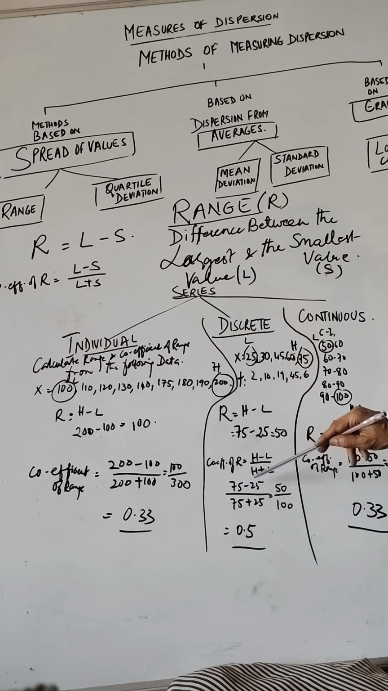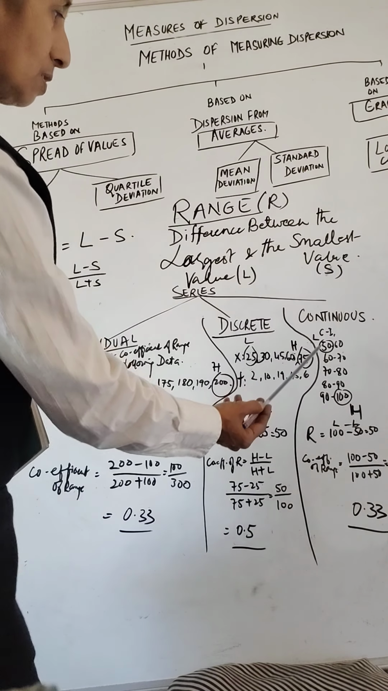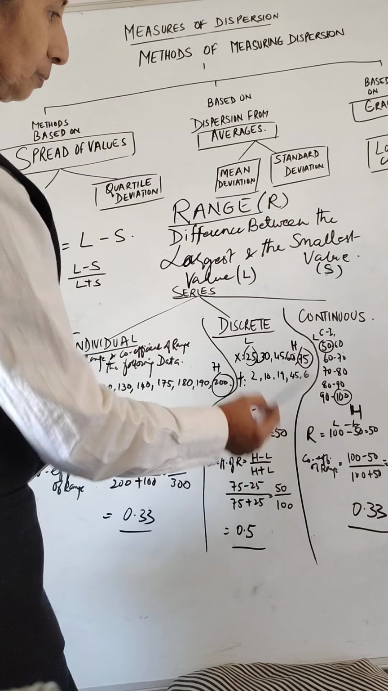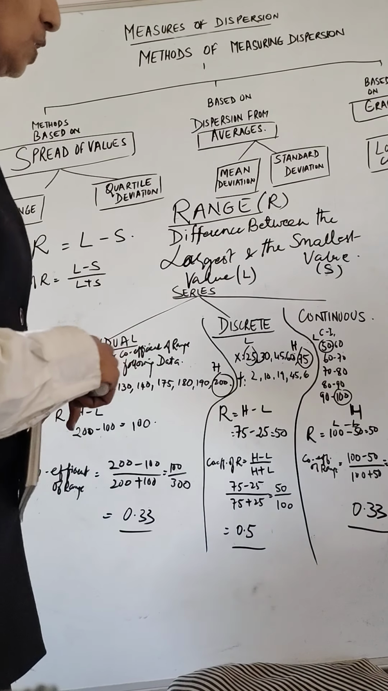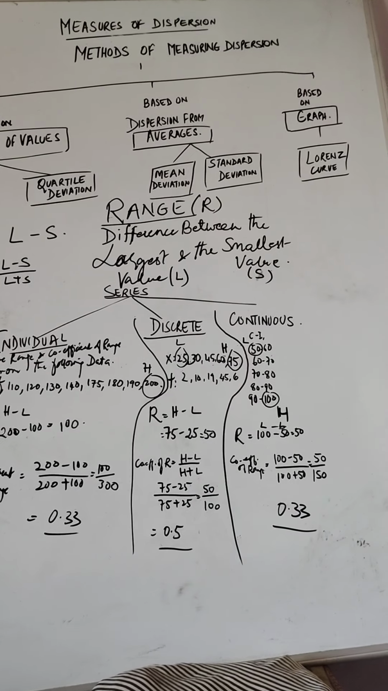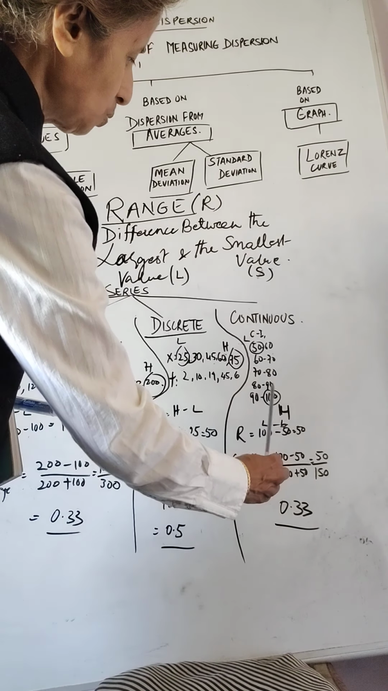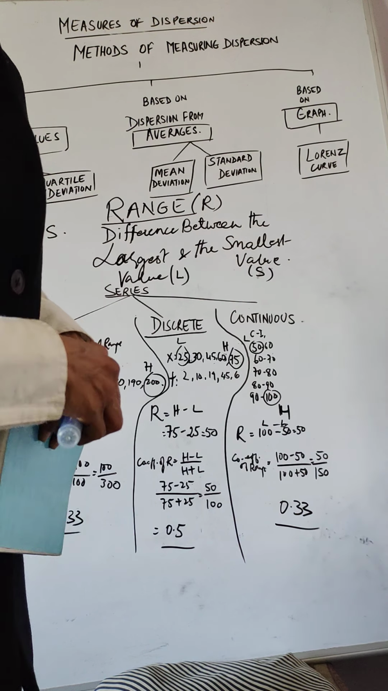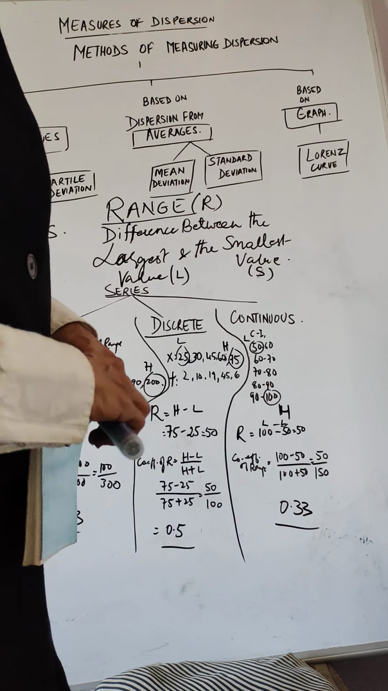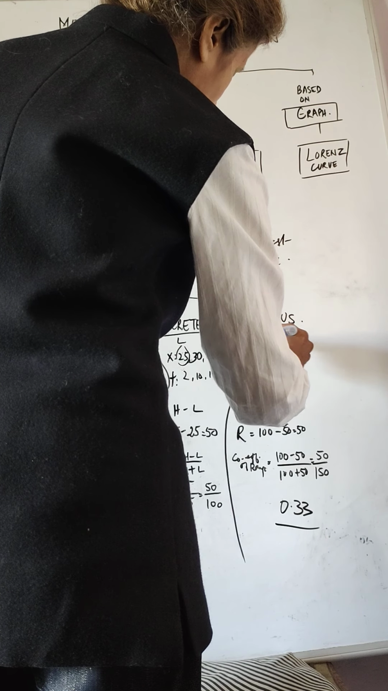So highest minus lowest, over highest plus lowest. This is how you get 0.5. Now we're going to talk about the continuous series. What is a continuous series? In this, we have the class intervals given. The class intervals are given as 50 to 60, 60 to 70, 70 to 80, 80 to 90, 90 to 100. Now see, I haven't even written the frequencies here, just to make it very clear to you. Don't look at the frequencies at all.